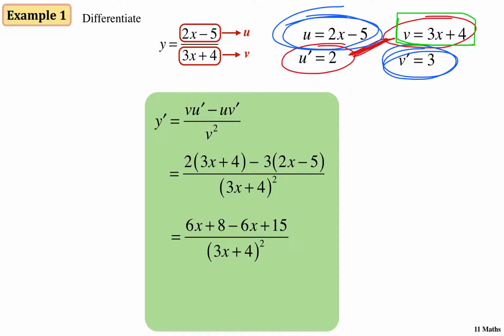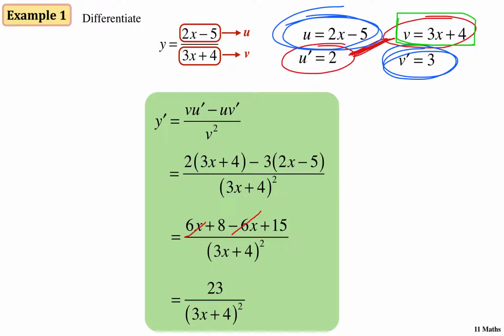If we look carefully at that, we'll see that the 6x minus the 6x, they cancel out. You're left with 8 plus 15, which is 23 over 3x plus 4 in brackets squared. And that's the answer. That's where we stop. We've differentiated. If we had a point, we could plug our x value of our point into that derivative and we'd find the gradient at that point. This is just a weird looking graph that we're playing around with now, and this is the derivative formula to help us find the gradient at any point on this weird looking graph.